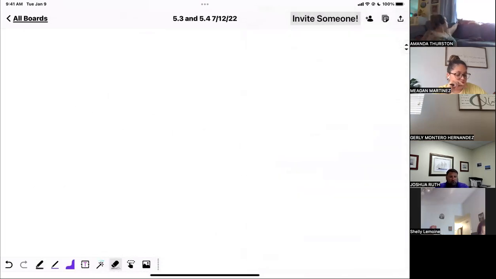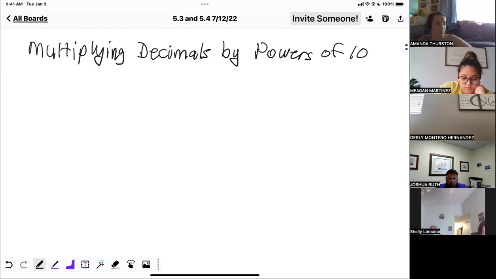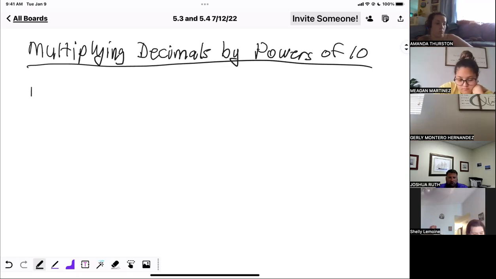Okay, so we're still multiplying. So multiplying decimals by powers of 10. Like 10, 100, 1,000, 10,000, et cetera. Now, we're not going to really multiply them. We're going to talk about how to place the answer because you don't have to multiply them when it's a power of 10. Now, if you forget, of course, you can multiply it out by 10 and 100 and 1,000, but you really don't have to because there's a way to deal with it with decimals.